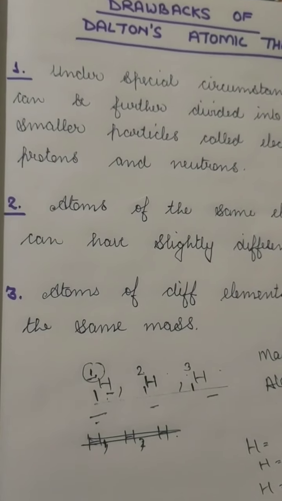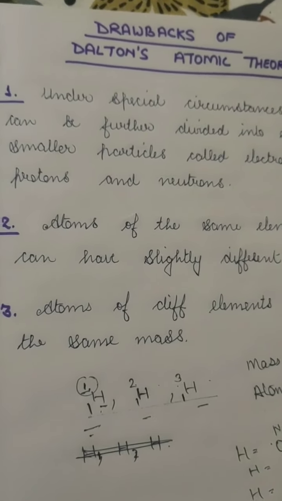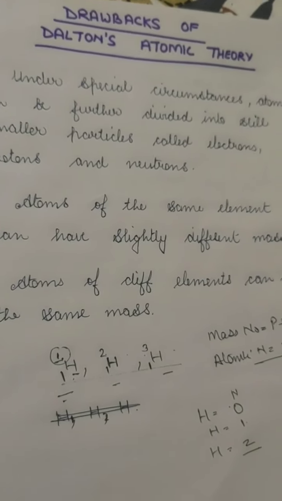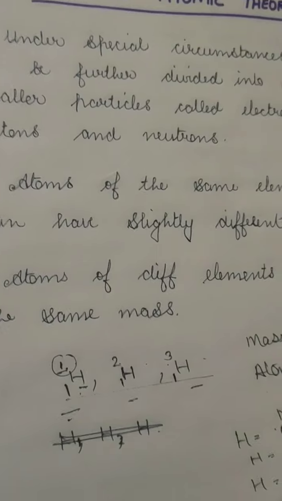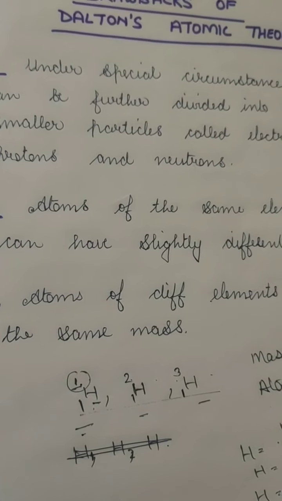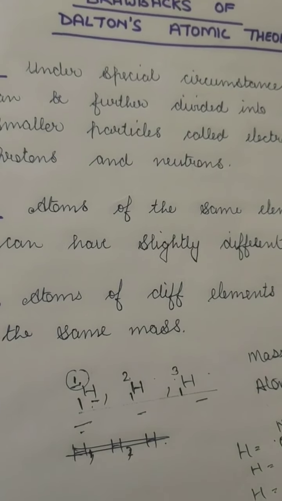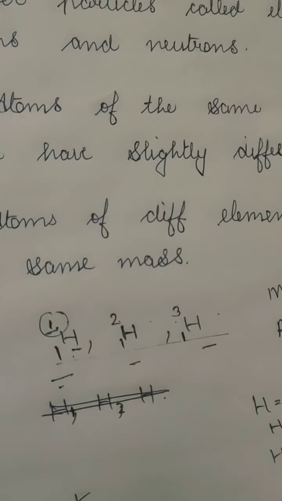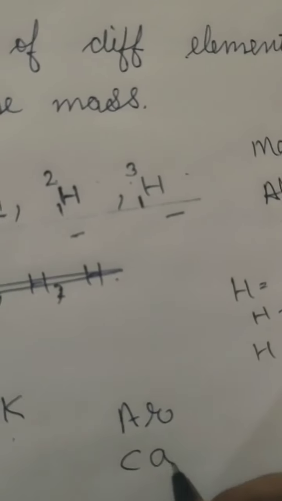That means it does not hold true for hydrogen, and there are many more. There is chlorine also. Chlorine also has 2 different atomic masses. And then the other postulate was that atoms of different elements cannot have the same masses, but we can see that there are some elements which have different atomic numbers but the same mass number, like in the case of argon and calcium.